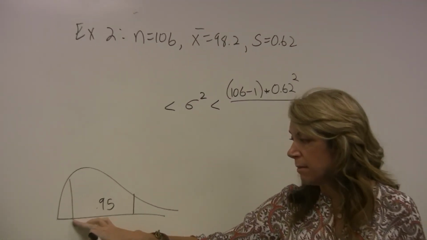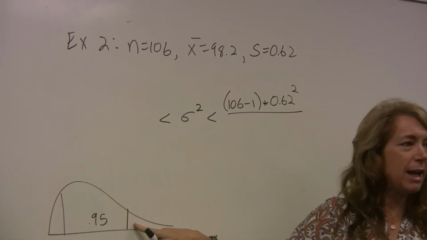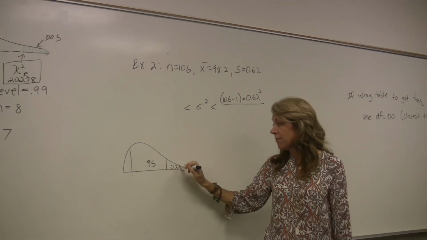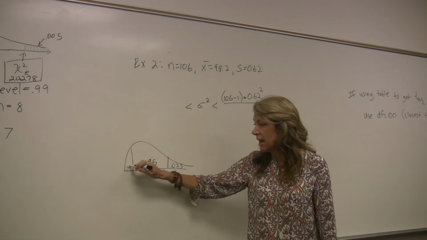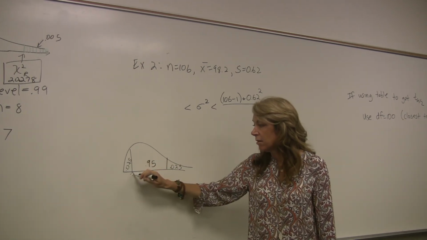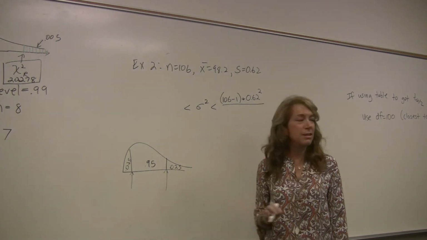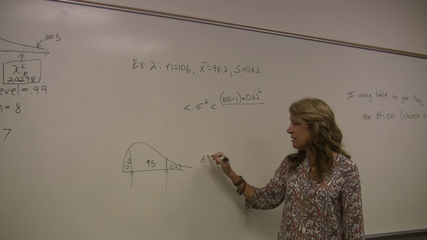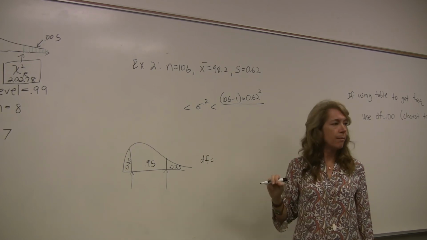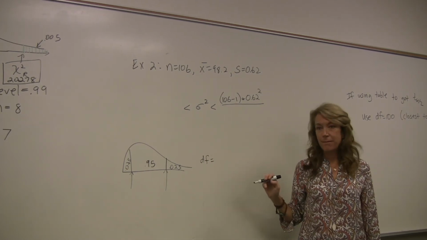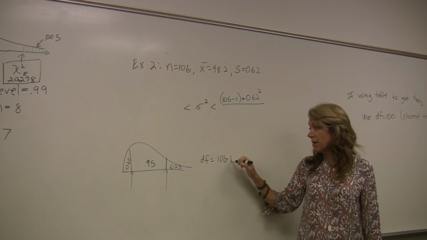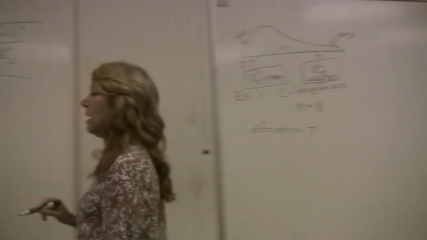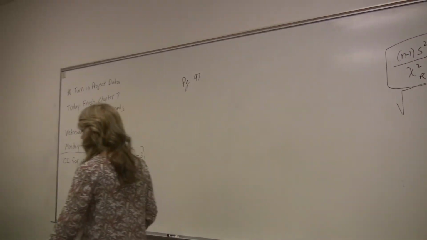I know we're just about out of time, but give me 1 minute and we'll finish it. What's the area in each tail? 0.025, because the 5% on the outside gets cut in half. I need to find both of these critical values. What's my degrees of freedom? 105, right? 106 minus 1. So I need to be looking on that table. And here's Ariana's question from earlier. 105's not on there.